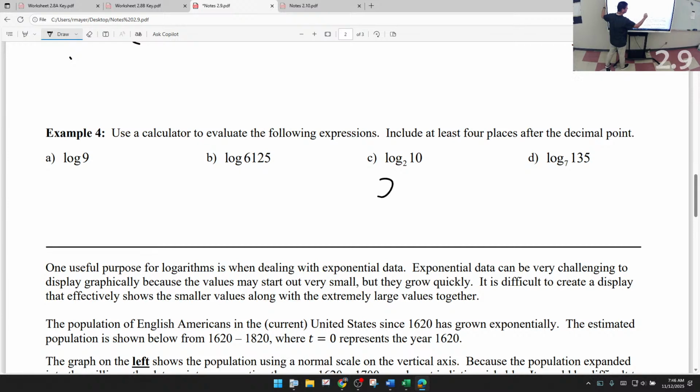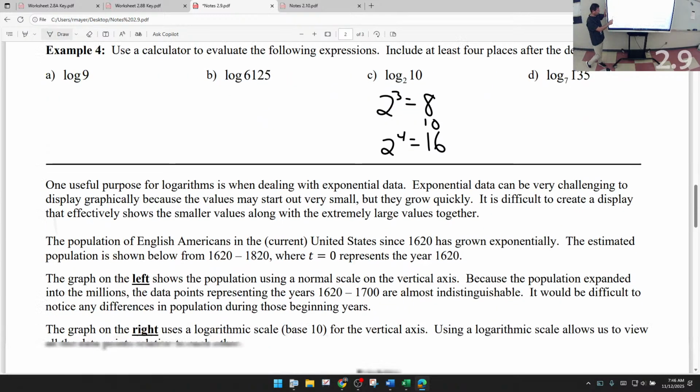Because 2 cubed is 8 and 2 to the 4th is 16, and 10 has to be between 8 and 16, it has to be 2 to the 3 point something. So you should at least mentally think about that. And then log base 7 of 135, you just punch and chug, plug in that. Okay? Calculator problems. You kind of need to know how to use a calculator too.